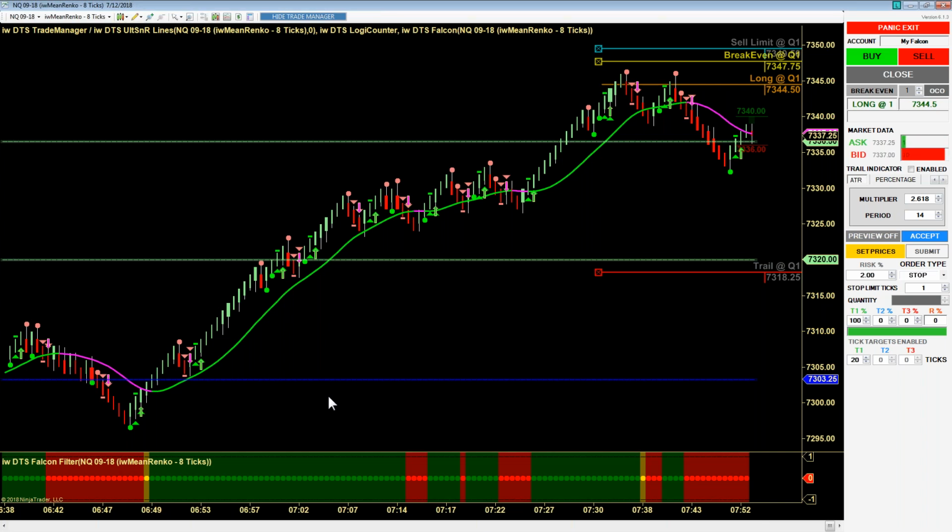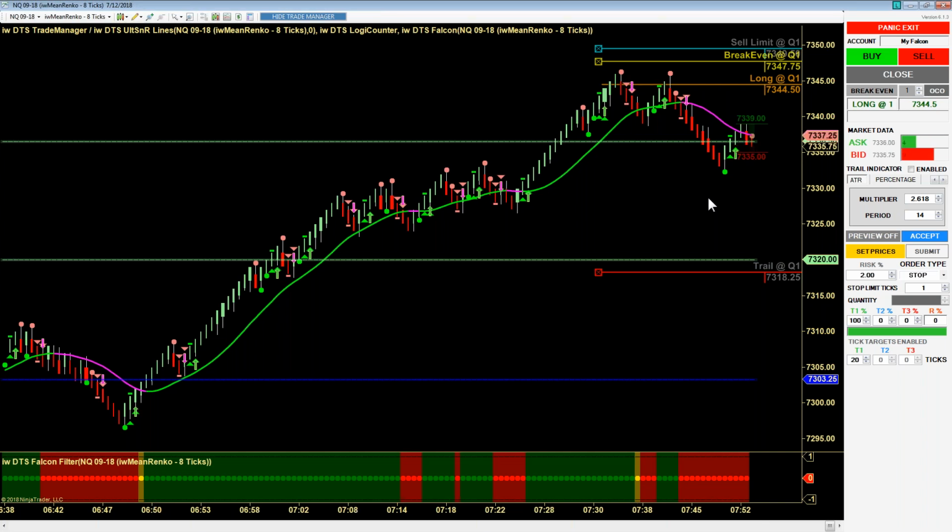Okay, it's decision time for the buyers now. They've got to show up if they're going to hold this market. Otherwise, this little rally attempt is going to fail, and we're going to blow through the 7330 area. I'm thinking about bringing my stops up a little bit, but I'm also trying to give them a chance. Playing an expensive version of keep away.